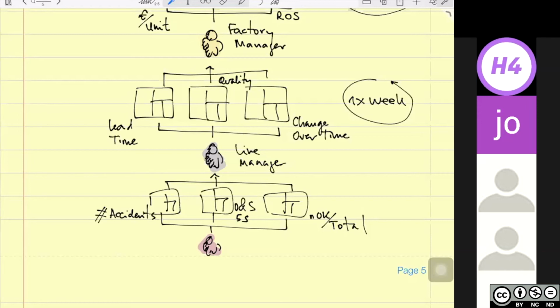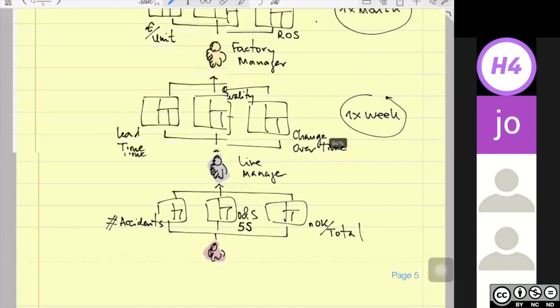O und S is Ordnung und Sauberkeit. It's also called 5S. So you need to keep your workplace tidy and pretty.